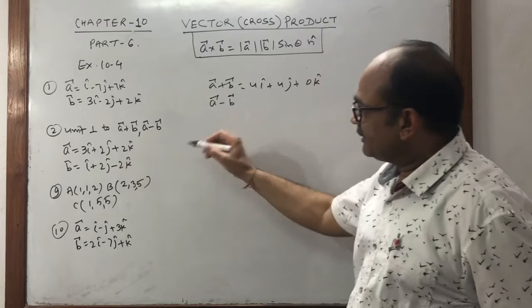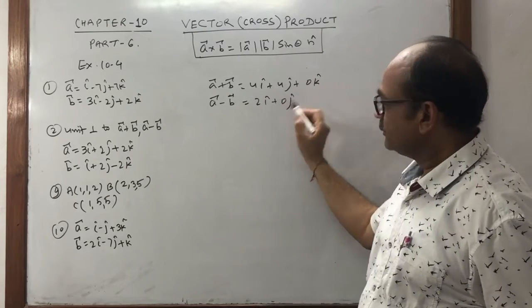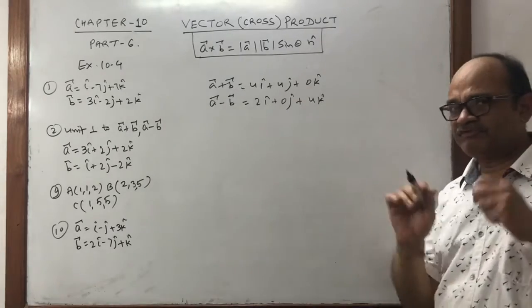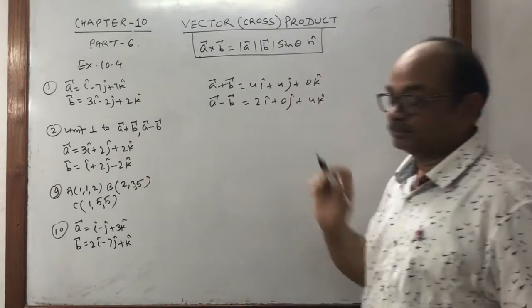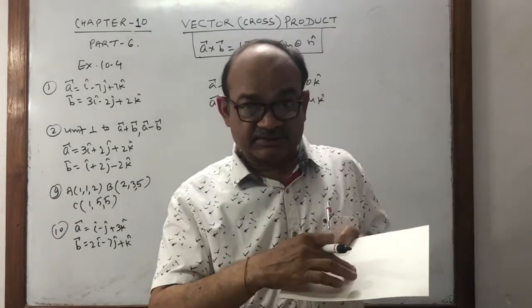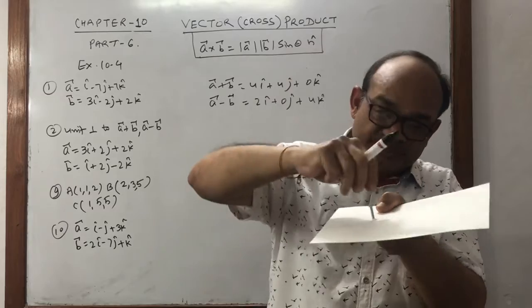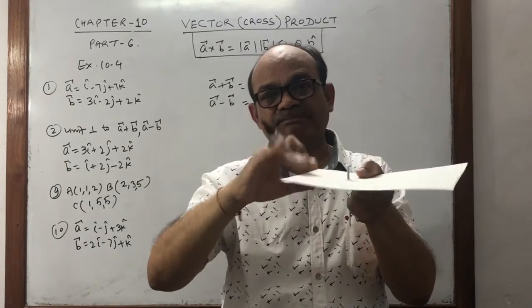A minus B. What is A minus B? 3 minus 1, 2 minus 2, and last plus 4K. Now what do we want? We want a unit vector perpendicular to these two. And you know, whenever we have two vectors, the perpendicular vector is always their cross product. So in this cross product, we'll get a vector perpendicular to this particular plane.